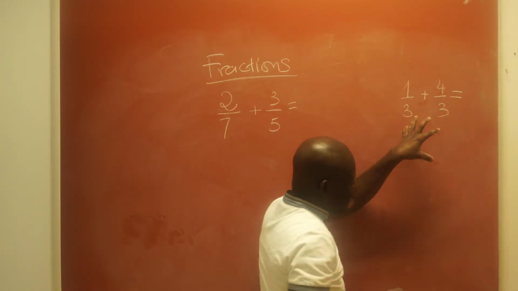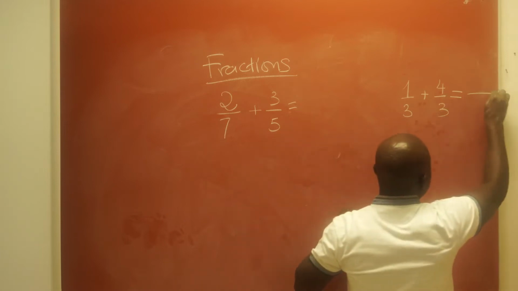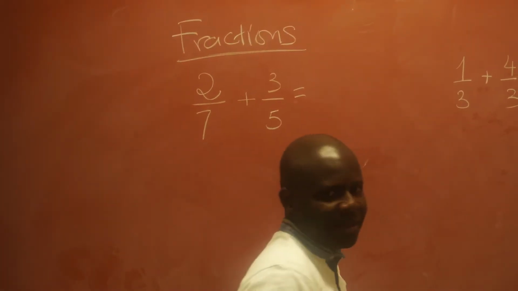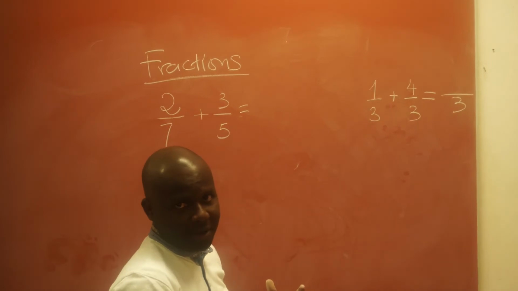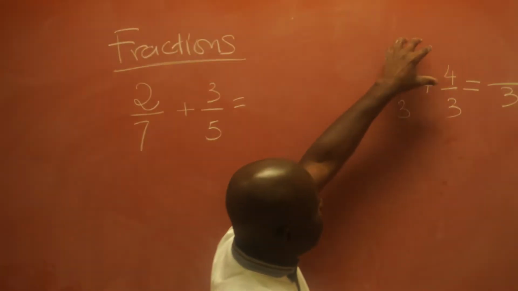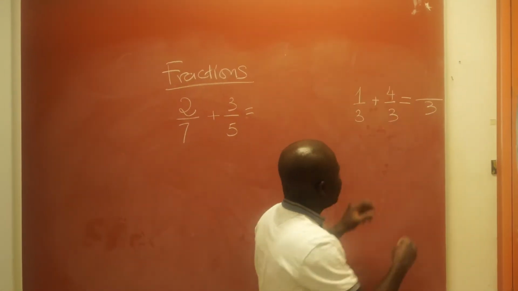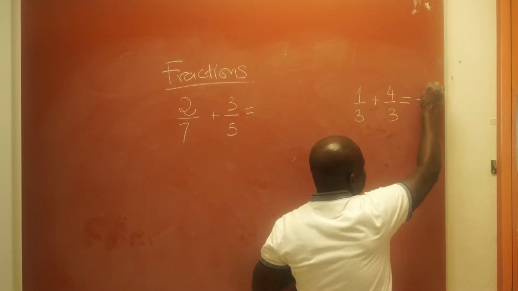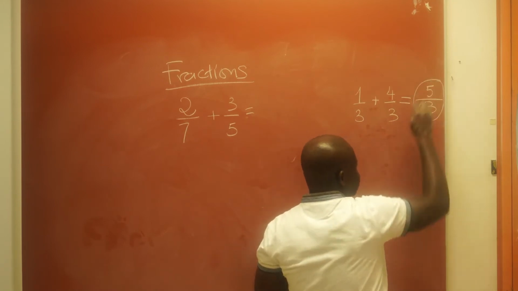We have the same denominators. We're going to keep that same denominator, which is 3. And now we add the numerators. So 1 plus 4 is 5. And that's it.